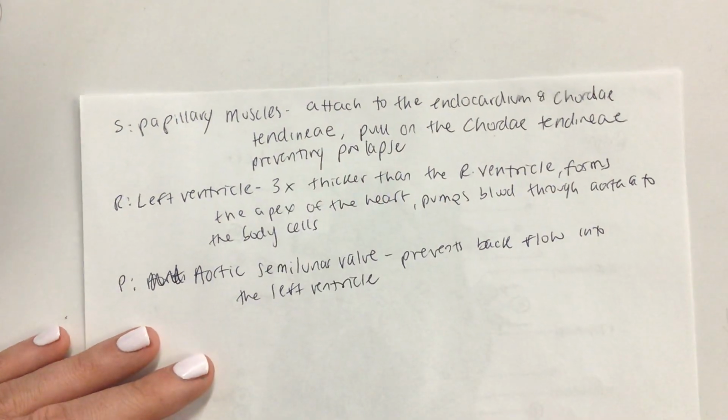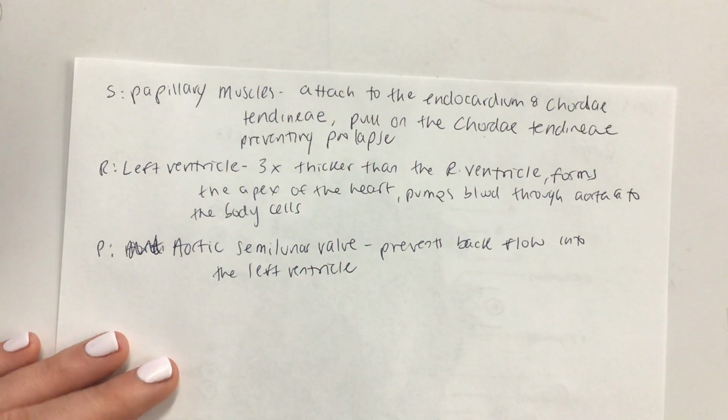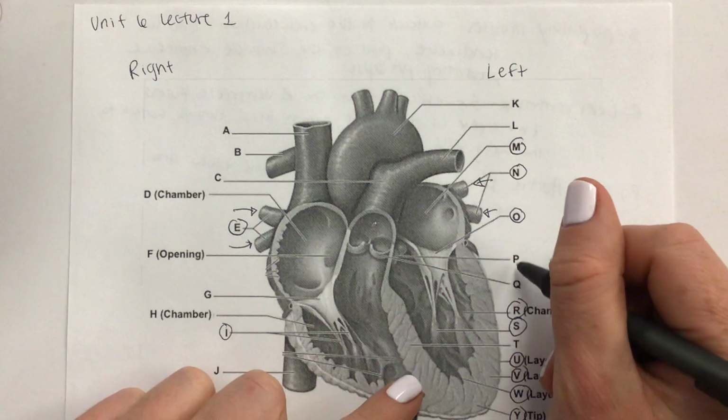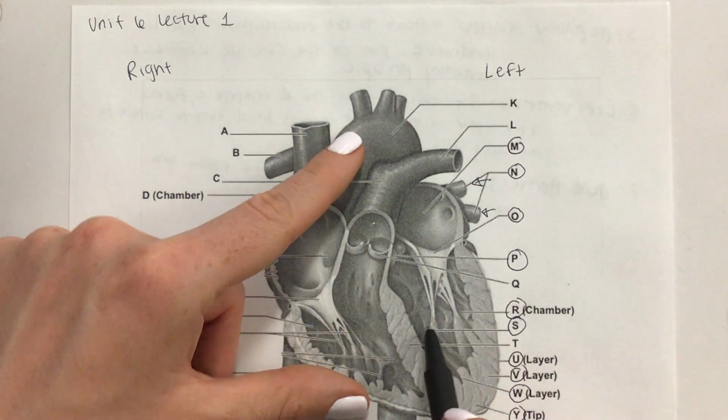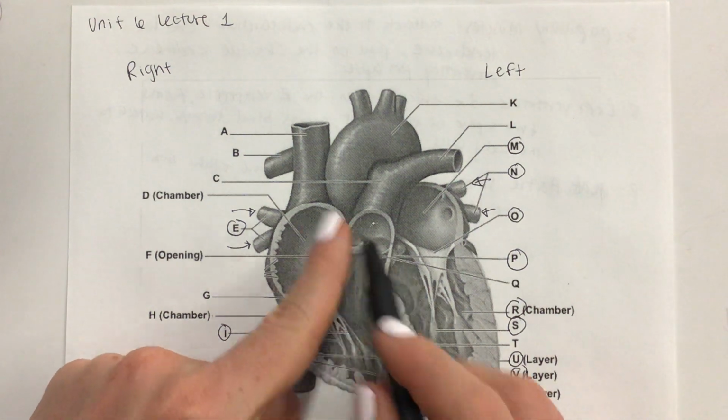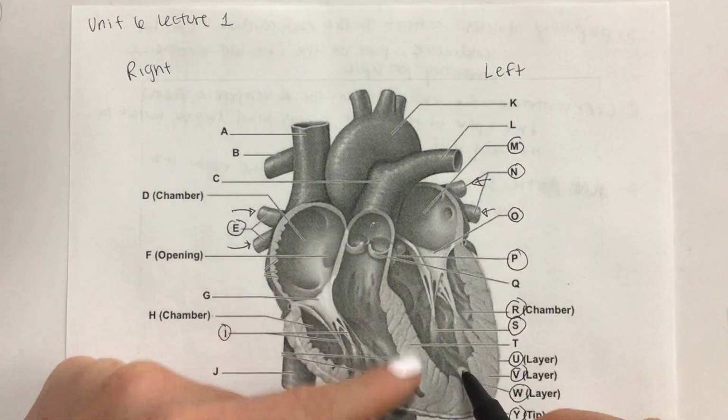So again, it ensures that the blood only flows in one direction. It will trap any blood trying to flow back. And so it's going to be right here, letter P, and it goes right here. It's separating the aorta from the left ventricle, and any blood that gets pumped through here will only go out. It will not come back down because of this.